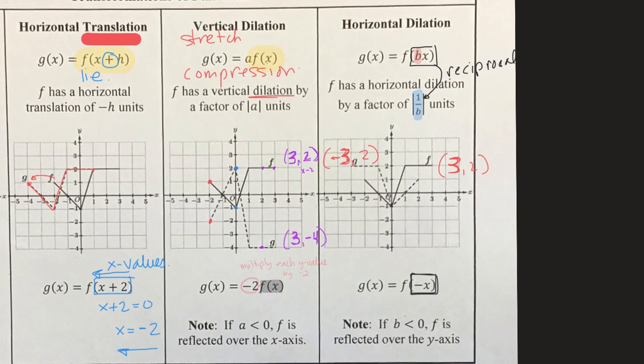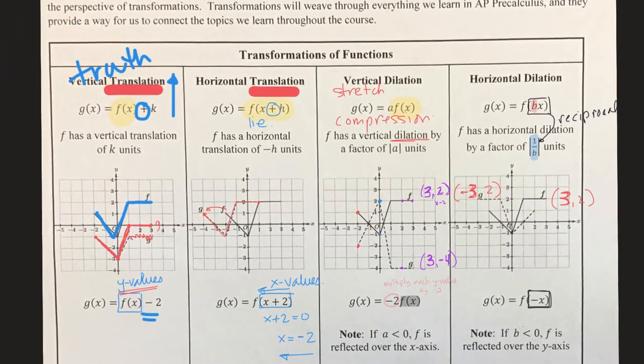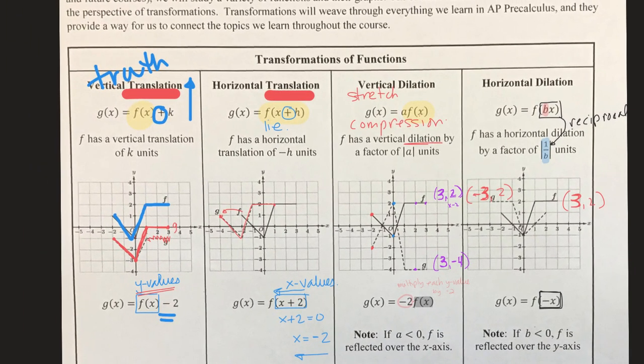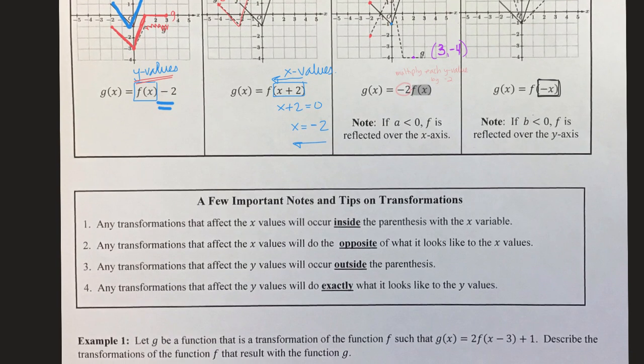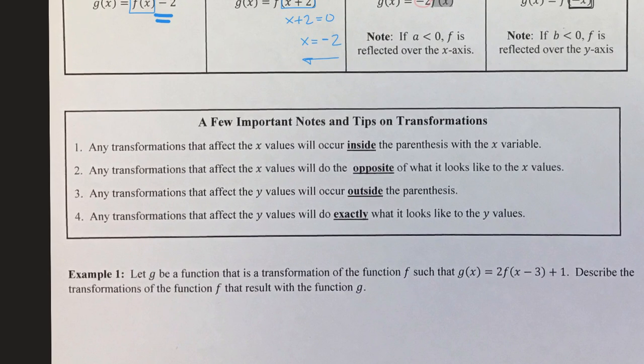Okay, so that's kind of a review of what you learned in Algebra 2 about functional transformation and their notation. Okay, so then this next table talks about some notes and tips, right? So you can look at this if you want to. But as we practice these, hopefully you won't need to know these tips. They will just become brain functions.